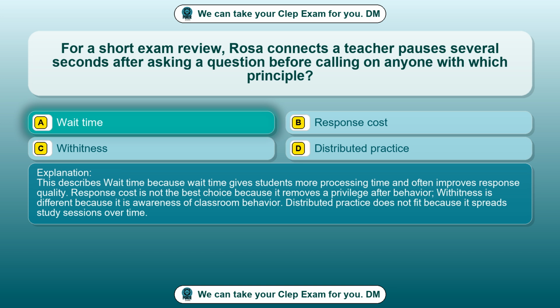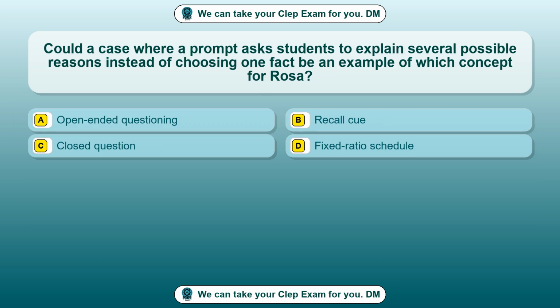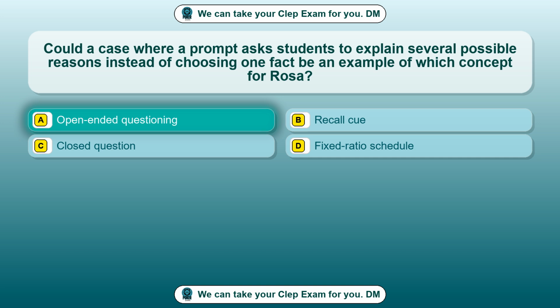Question 76. Could a case where a prompt asks students to explain several possible reasons instead of choosing one fact be an example of which concept for Rosa? Option A, open-ended questioning. Option B, recall cue. Option C, closed question. Option D, fixed ratio schedule. The correct answer is option A.